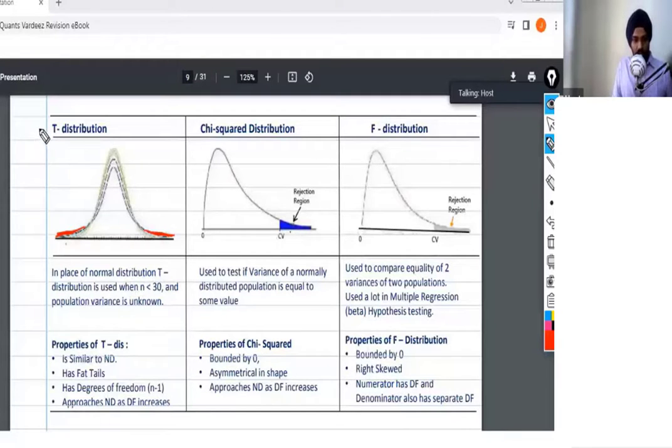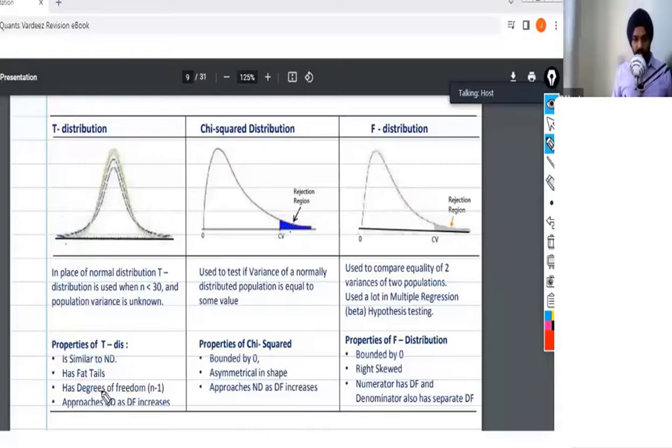And all the distributions that you see in this line, T, chi-squared, F, are used in hypothesis testing. Okay, but let's just go through it. So a T distribution has a lot of fat tail. Let's look at the properties. It's similar to the normal distribution. Okay, fair enough. It has fat tails. Okay, it has degrees of freedom.